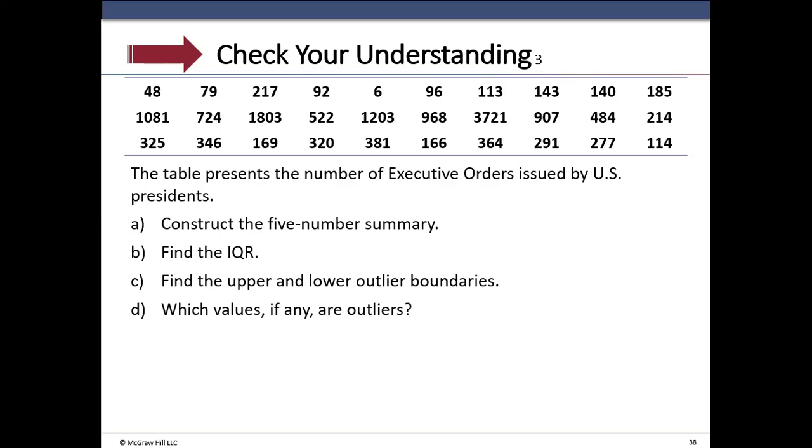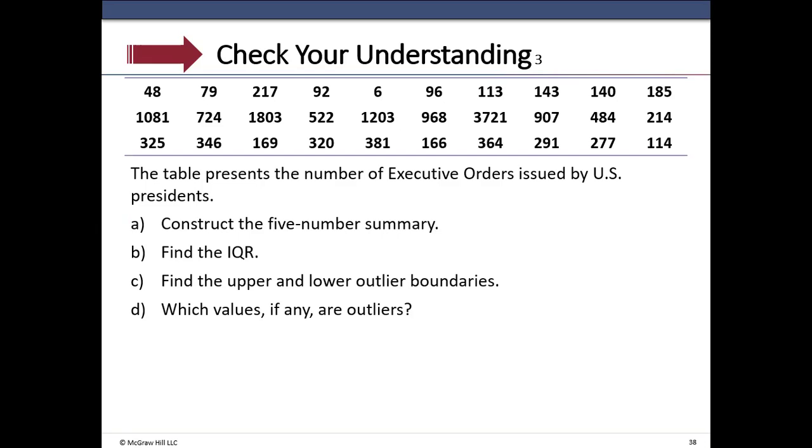I'm thinking that is a 180, then 1081, 724, 1803, 522, 1203, then 968, then 3721, 907, then it is 484, then it's 214, 325, 346, 169, 320, 381, 166, 364, 291, 277, and 114.